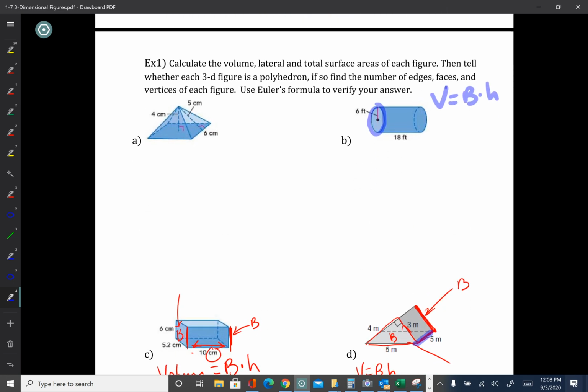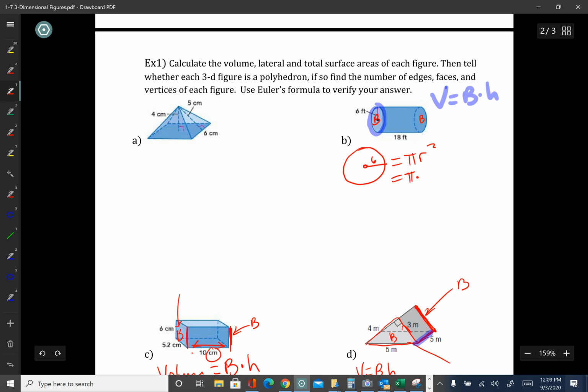Because I can think of a cylinder like a prism, I can use the same formula, right? So I first have to identify the base. Well, that's easy. In a cylinder, the base is that, and the base is that, the circles, right? So I first have to find the area of that circle, right? Well, how do I find the area of the circle? Oh, pi r squared, right?